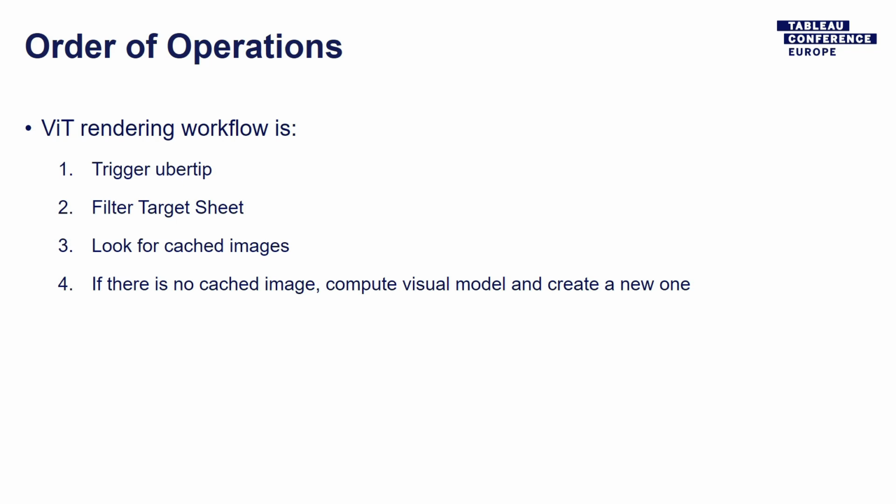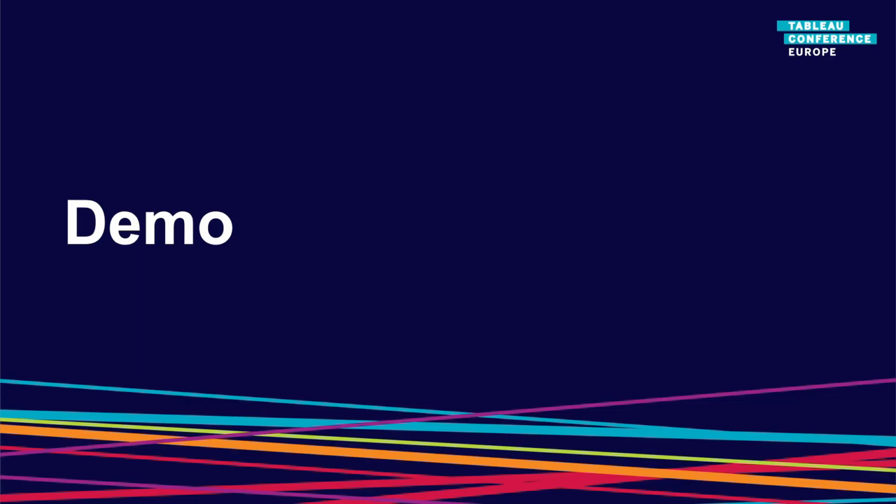The third step is that Tableau will look for cached images of this exact tooltip to see if it exists, because if there is already a cached image, it will be much faster to render. If there is no cached image, then Tableau will have to compute the visual model and then render the image. So depending on how much stuff you have in that image, it might take some time. This is something that Gat will cover in more detail in the best practices part. So let's move into Tableau after this quick refresher on what a Viz in Tooltip is.